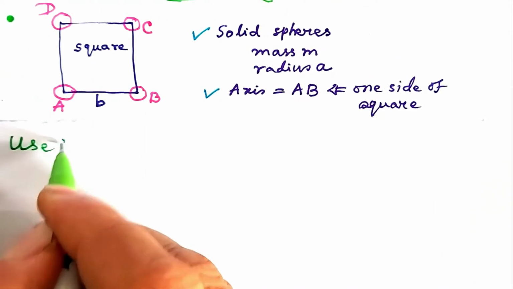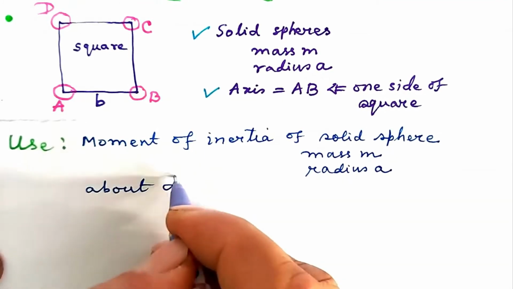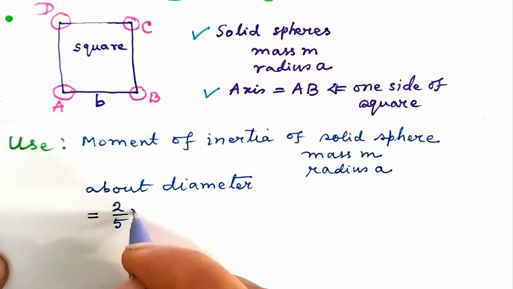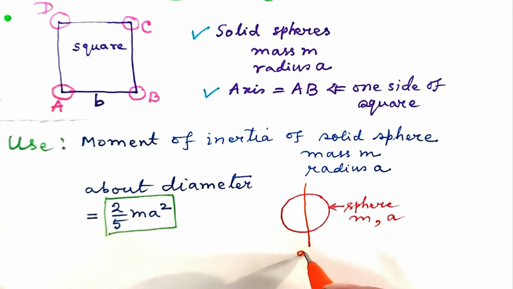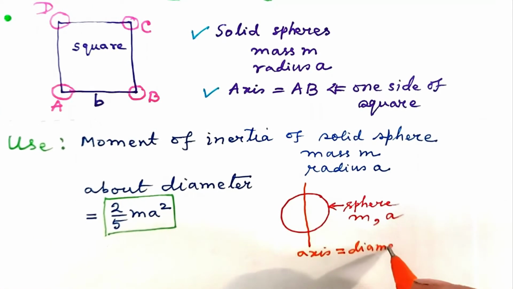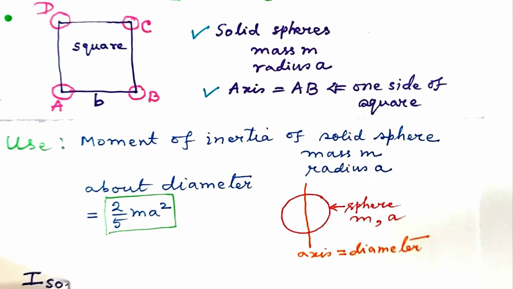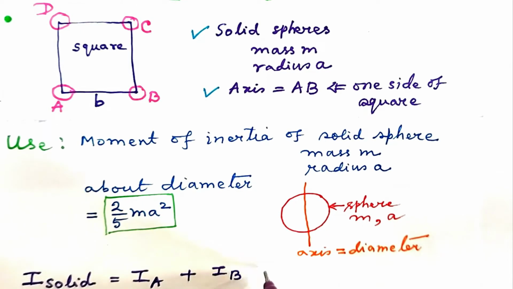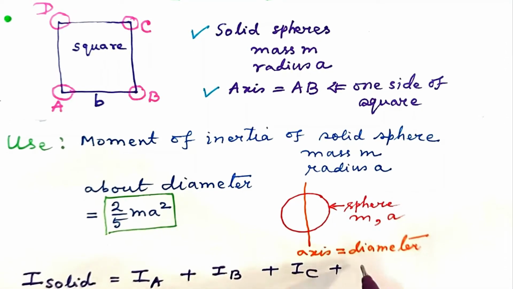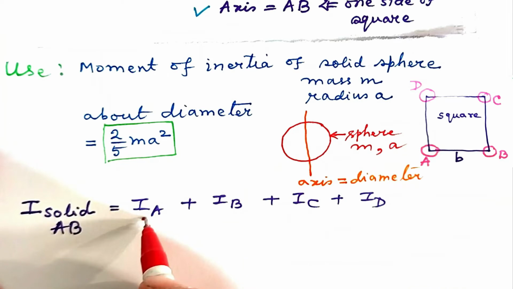Let us use a familiar result. Moment of inertia of solid sphere of mass m and radius a about diameter as axis is given by 2 by 5 ma square. This is the sphere of mass m, radius a. And this is the axis which in fact is a diameter of the sphere. Let us concentrate on the problem given. Moment of inertia of the set of solid spheres is equal to moment of inertia of sphere A plus moment of inertia of sphere B plus moment of inertia of sphere C plus moment of inertia of sphere D. And moment of inertia is to be calculated about axis AB.